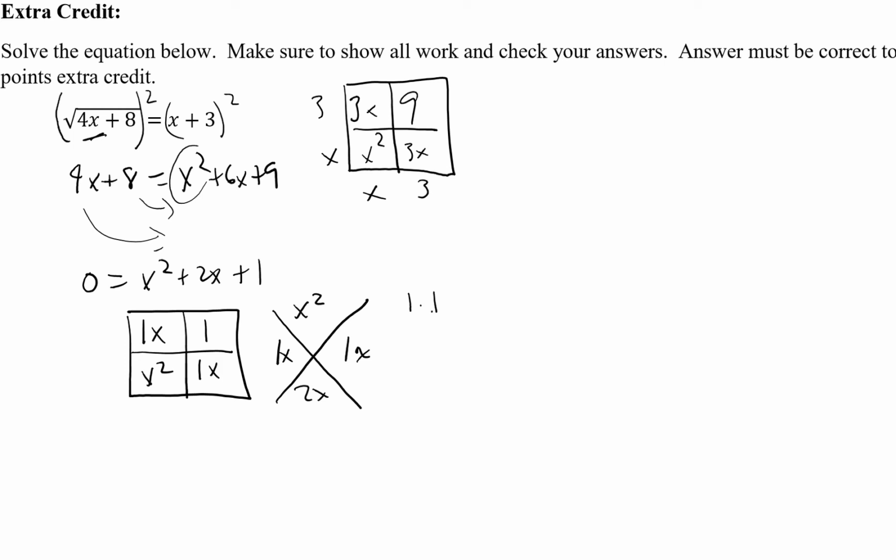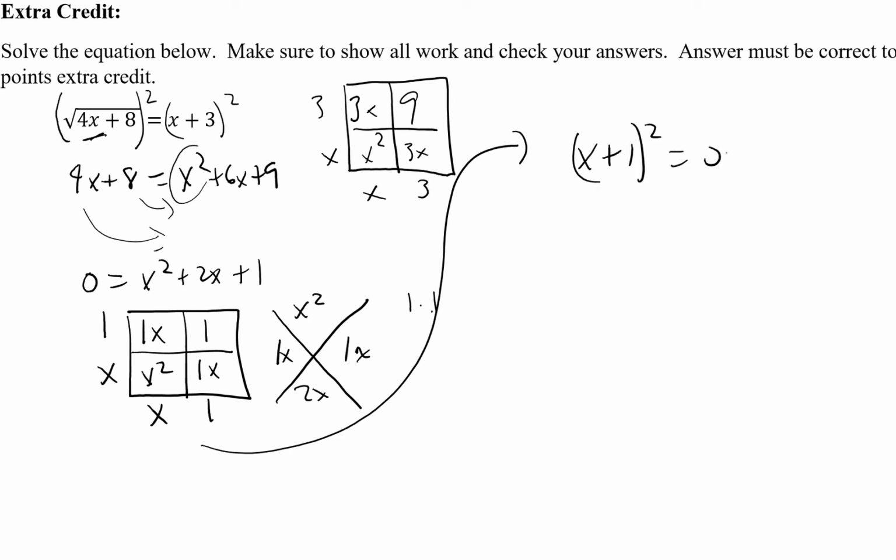Alright, what do x squared and x have in common? X. And then x times what gives me x squared? X. And then x times 1 is 1x. And then x times what is 1x, and that's 1 again. So now I'm just going to go over here. We get x plus 1 squared equals 0.